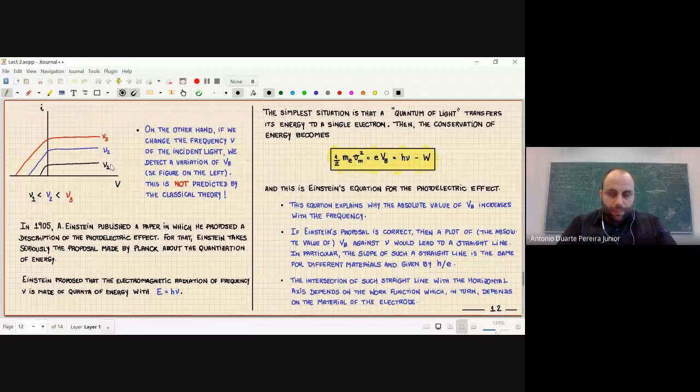So far, I just told you the outcomes of the experiments by Lenard and how things do not fit with the classical picture, because classically we do not expect to see this difference of the V_B for different frequencies. And also we did not expect to see the same V_B for radiation with the same frequency, but with different intensities. Okay? And now comes Einstein.